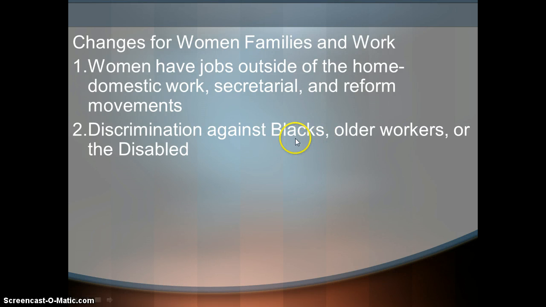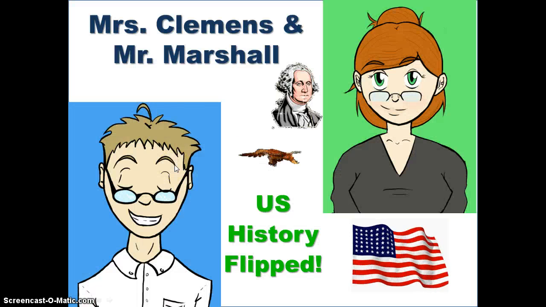Even in the North, there's a lot of discrimination. Older workers, there is no Social Security, so when you can't work anymore, it kind of stinks to be you because there's nothing for you. And then the disabled, and think about this, guys. You're working in a factory, you get your arm cut off. Today you'd get a settlement from the company and you'd get government assistance. Back then you got nothing, and now you have to become a beggar.